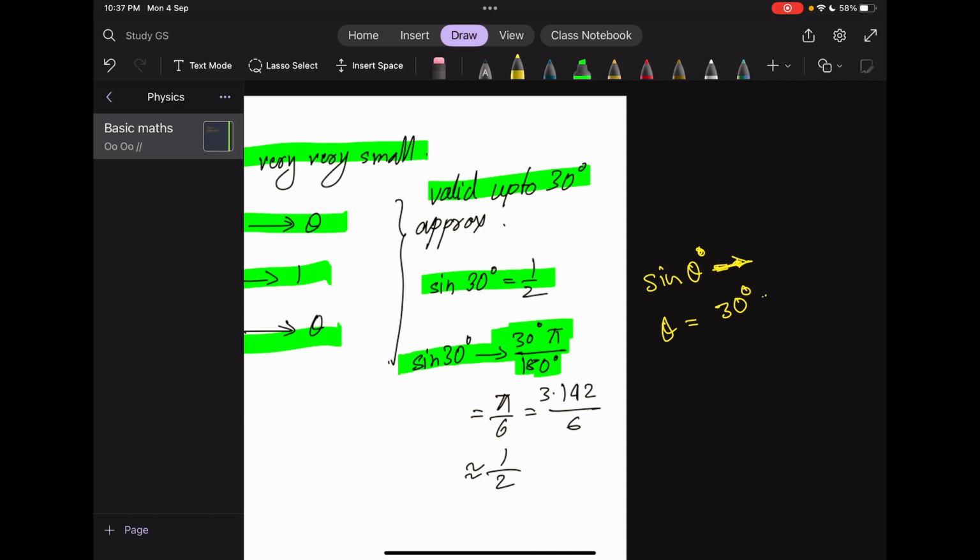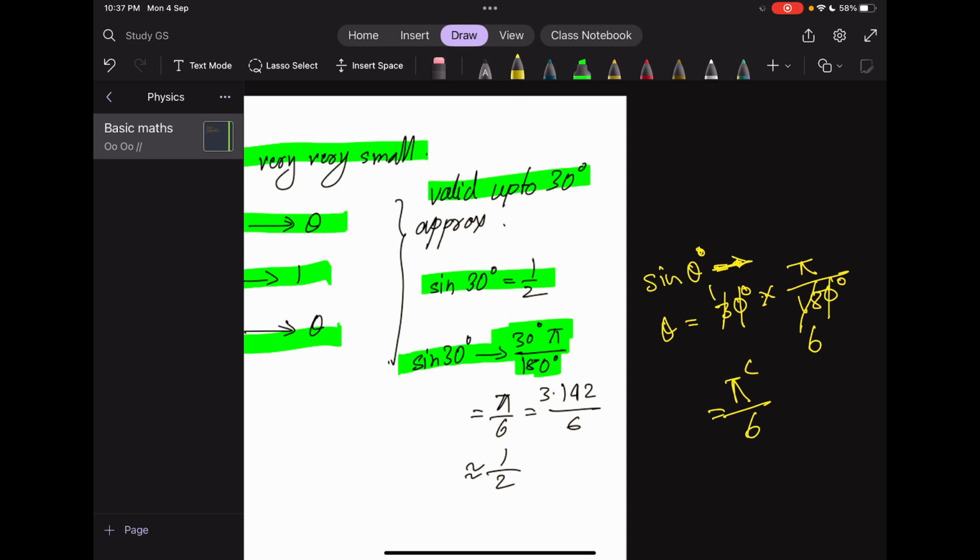Okay, so what I have to do is multiply it by pi by 180 degree. If I do that, I will find pi by 6. So here it is in radian.